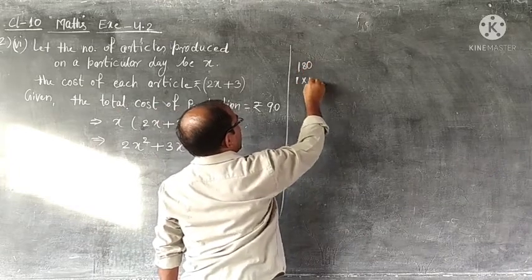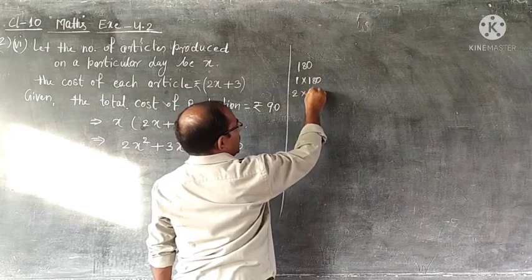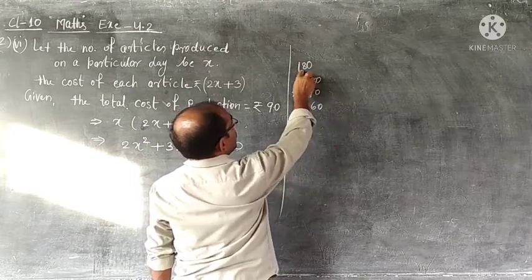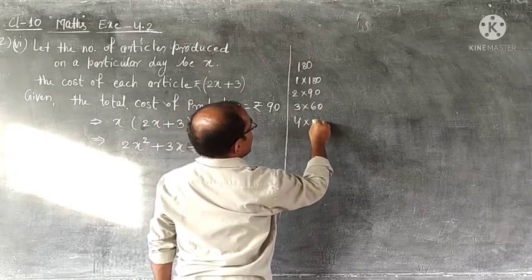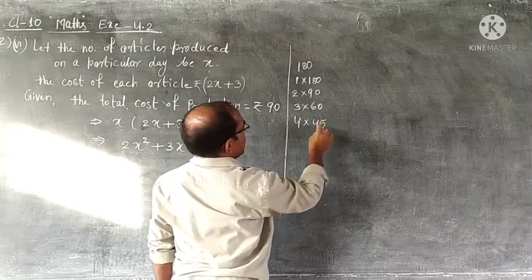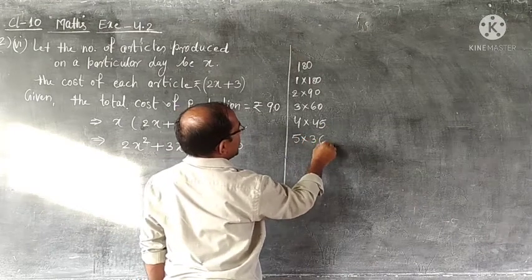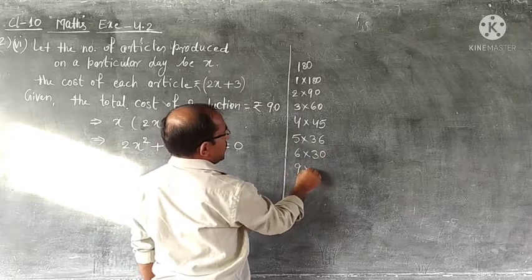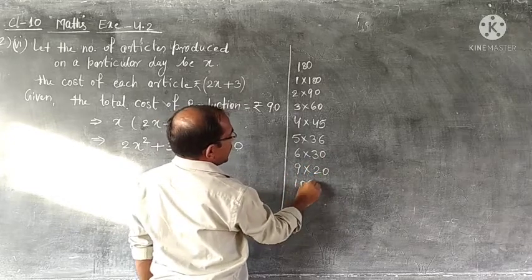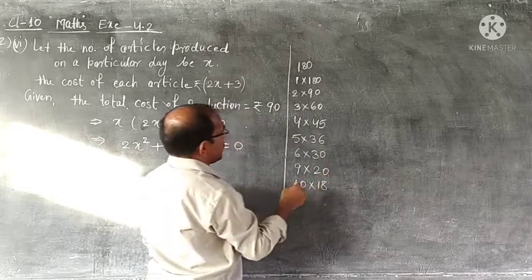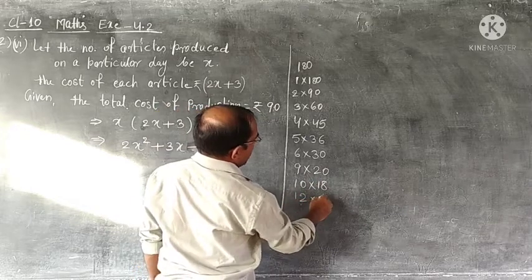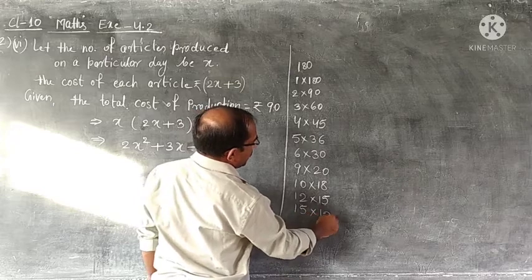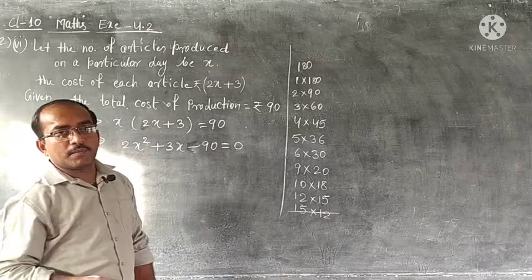1 into 180. 2 into 90. 3 into 60. 4 into 45. 5 into 36. 6 into 30. 9 into 20. 10 into 18. 12 into 15. So 15 and 12 are coming for the second time.